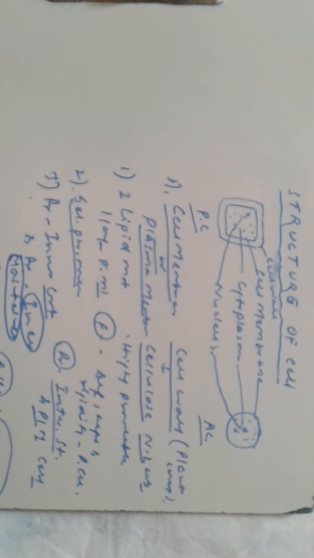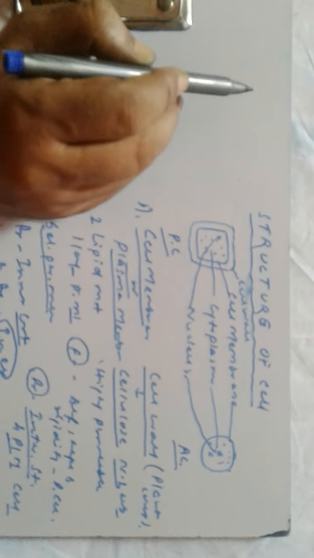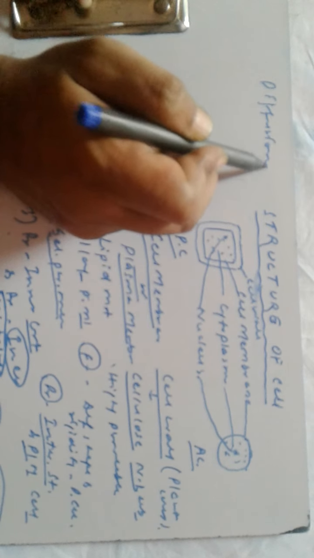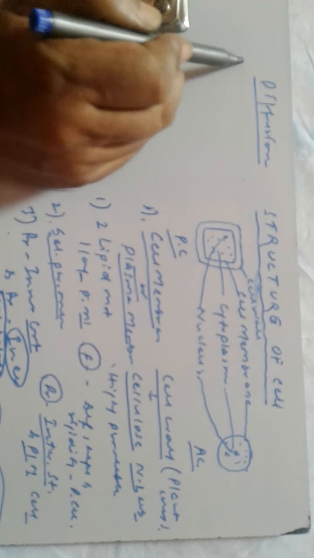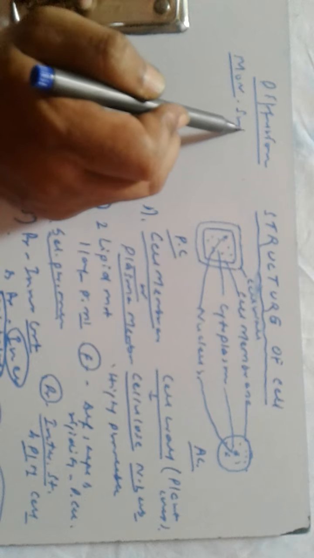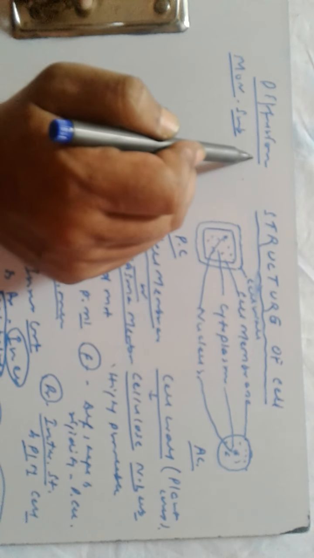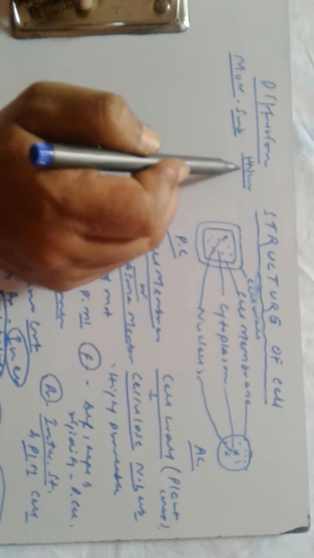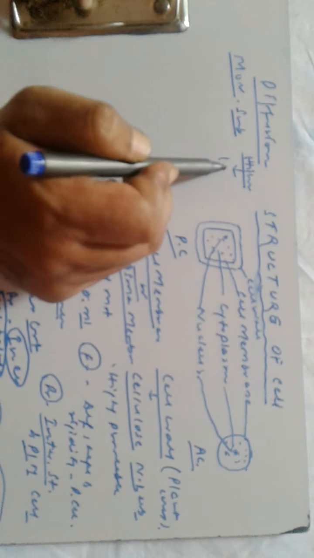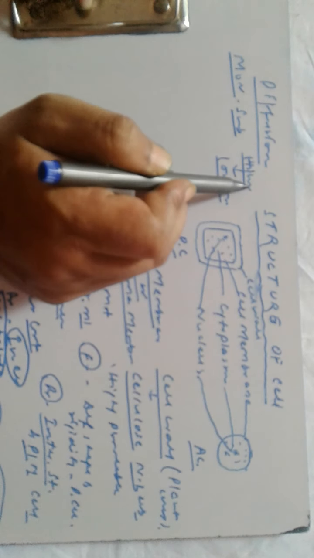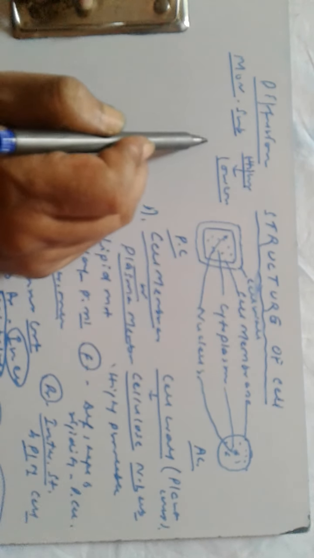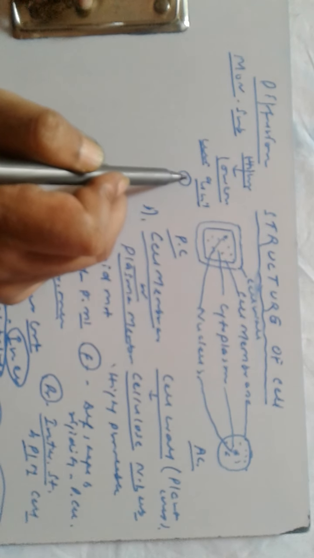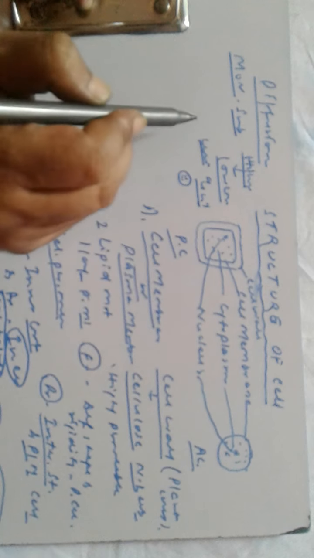What is diffusion? Diffusion is the movement of a substance from a region of higher concentration to a region of lower concentration, until a uniform concentration is reached. Let me show you a figure.